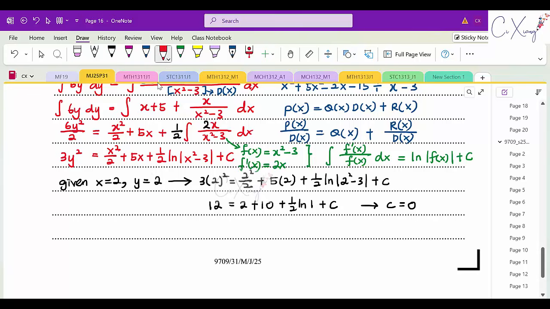They want us to express y squared in terms of x, right? So I try to divide or bring the 3 over. So when you bring the 3 over to the right hand side, it becomes divided, right? I'm having 1 over 6 x squared plus 5 over 3 x, then plus 1 over 6 ln of x squared minus 3. And of course, the plus c is equals to 0. So I think this will be our final answer here. This is what we get for the y squared in terms of x.